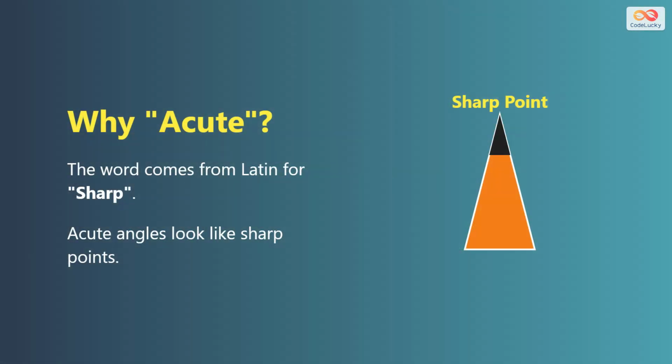The word acute actually comes from the Latin word for sharp. This makes sense because these angles often look like sharp points, like the tip of a pencil.